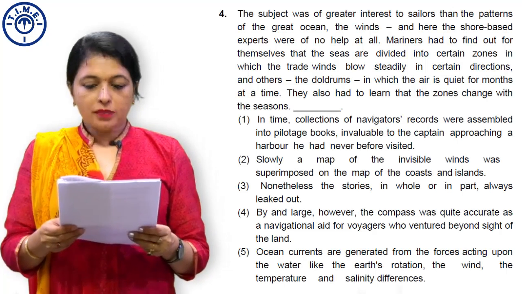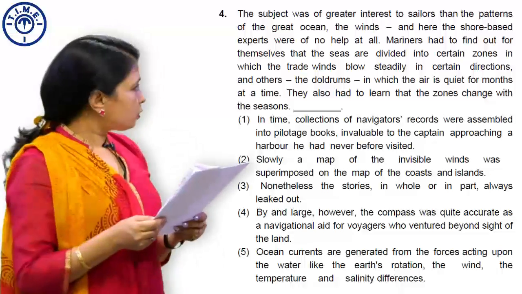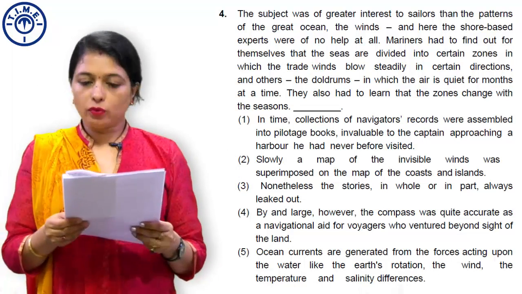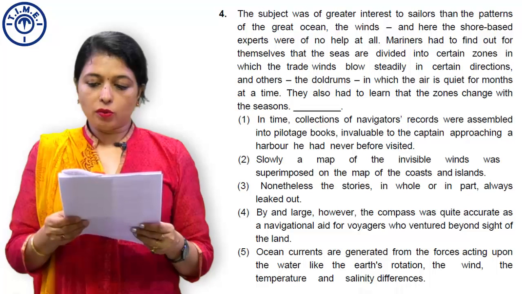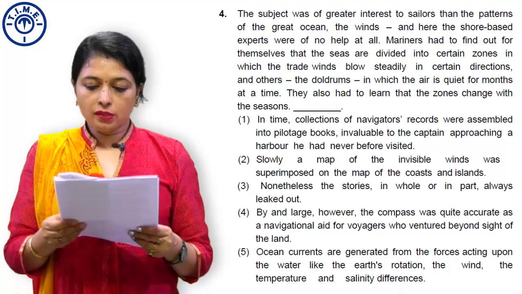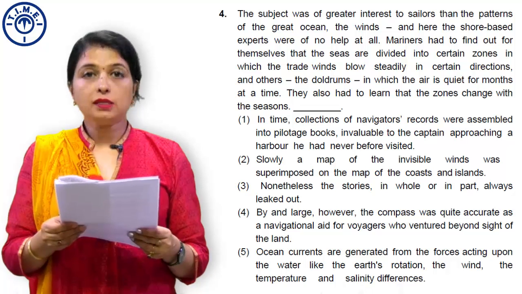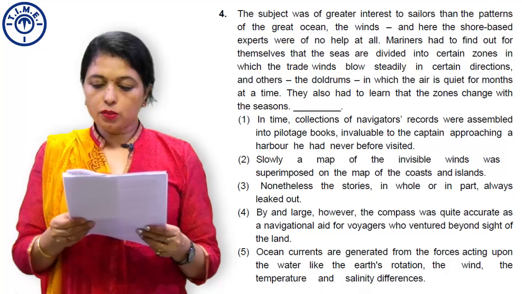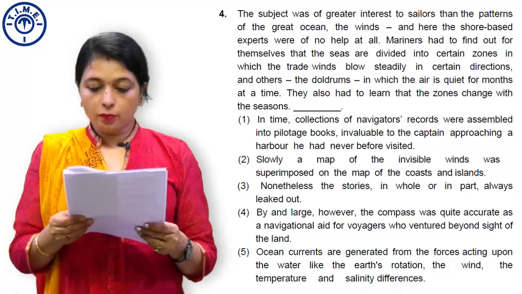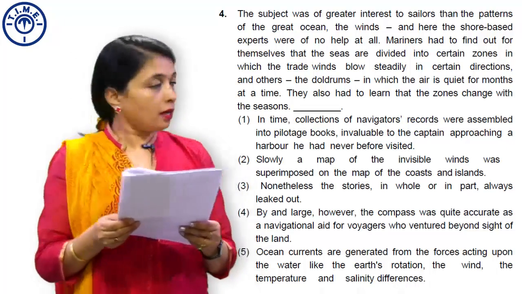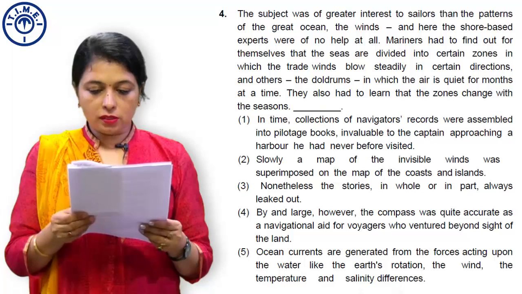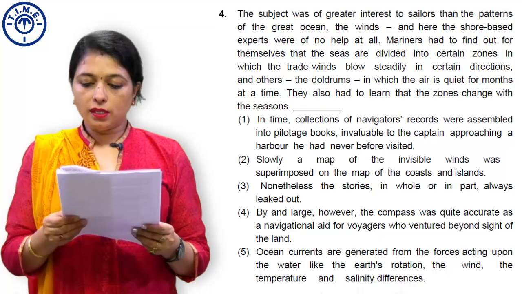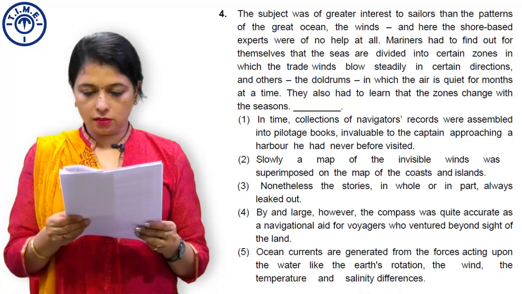Well, here is an easier one for you. The subject was of greater interest to sailors than the patterns of the great oceans, the winds, and here the shore-based experts were of no help at all. Mariners had to find out for themselves that the seas are divided into certain zones in which the trade winds blow steadily in certain directions, and others, the doldrums, in which the air is quiet for months at a time. They also had to learn that the zones change with the seasons.